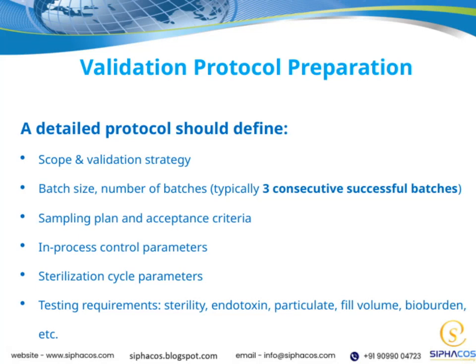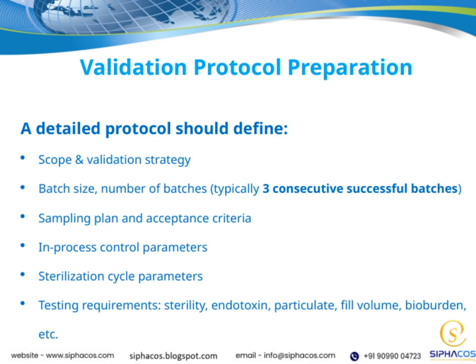When developing a detailed protocol, it's crucial to clearly define several key elements to ensure robustness and consistency. First, you'll want to specify the scope of the validation strategy, outlining exactly what processes and parameters are being validated. This includes establishing your batch size and determining the number of batches needed, which typically involves at least 3 consecutive successful batches to confirm reproducibility.